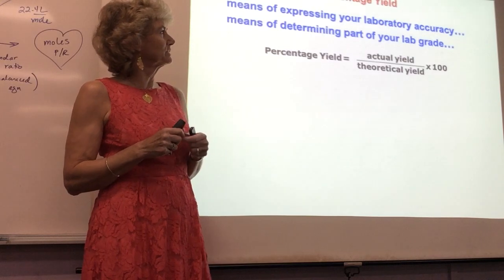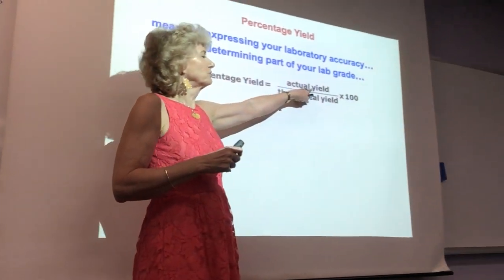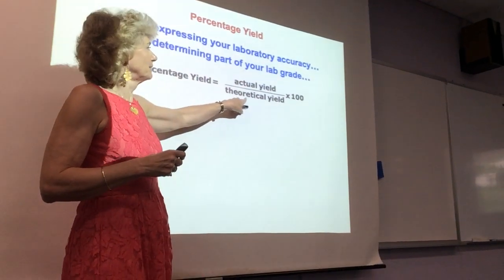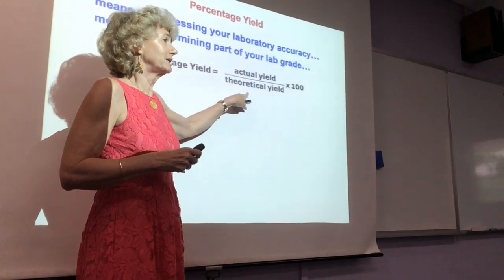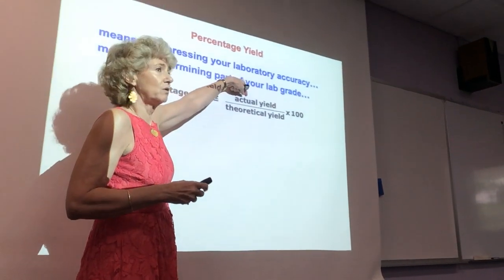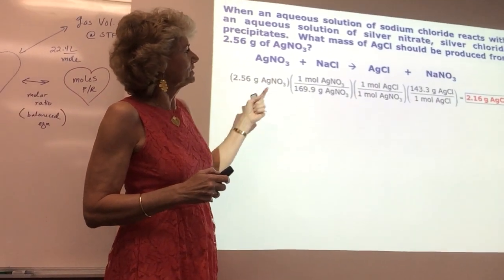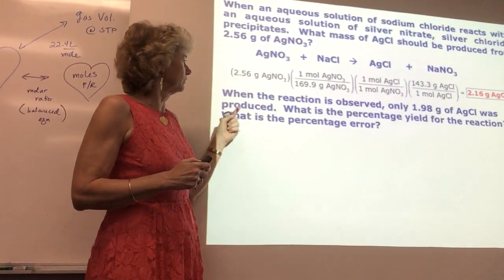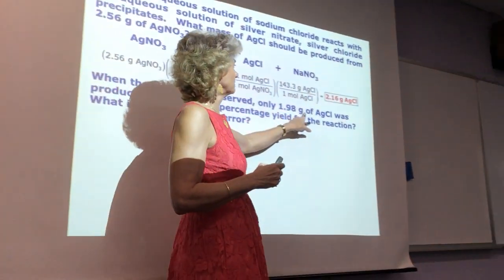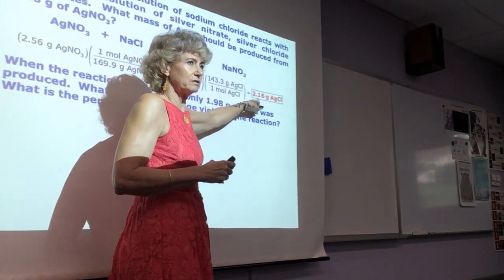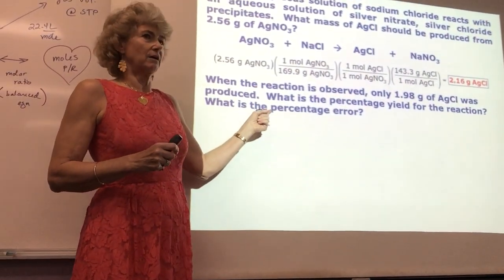Same thing with the percent yield being kind of a measure of your accuracy. It's what you actually got in the lab over the theoretical yield times 100. So remember, this is the result of the stoichiometry. This is what you do when you go into the lab. So back to this kid. The theoretical yield was 2.16 grams of silver chloride, and somebody did the lab, and they got only 1.98 grams, so less than 100%, which is usual. What's the percent yield and what's the percent error?